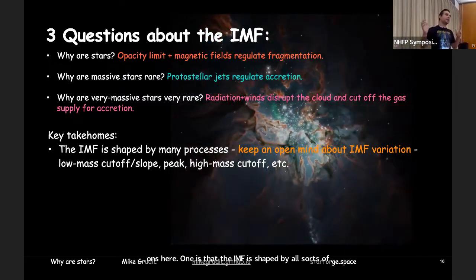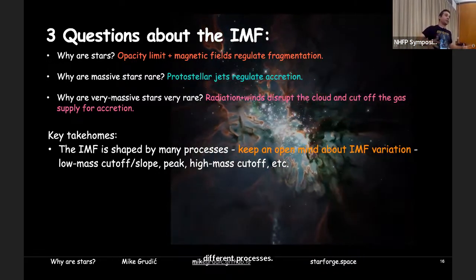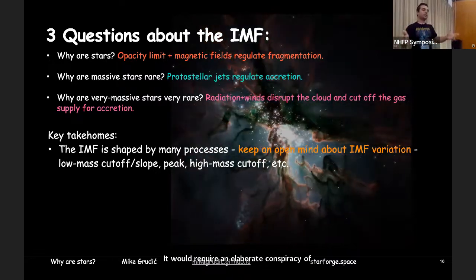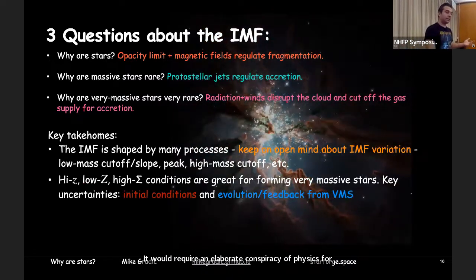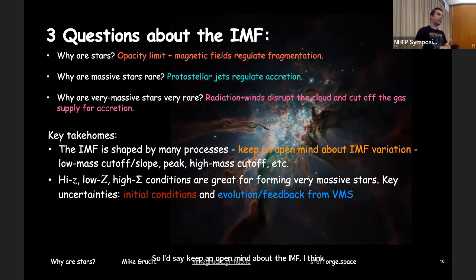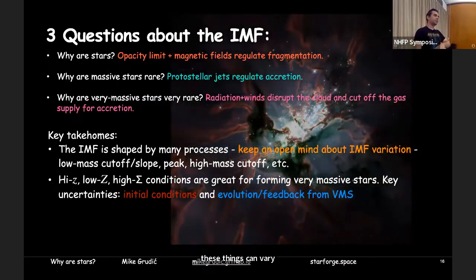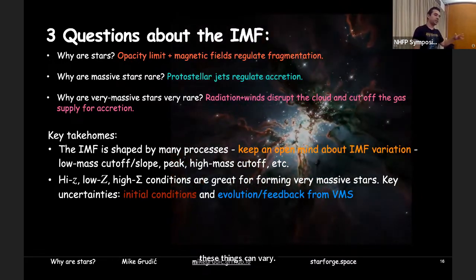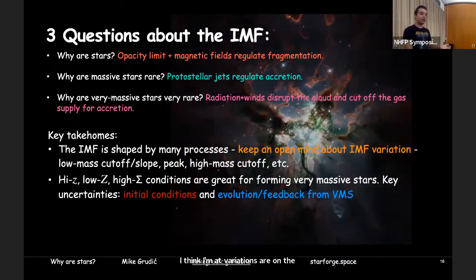It would require an elaborate conspiracy of physics for this to work the same way everywhere in the universe. So I'd say keep an open mind about the IMF. I think these things can vary. I think IMF variations are on the table, for example, when interpreting what we're seeing with JWST.